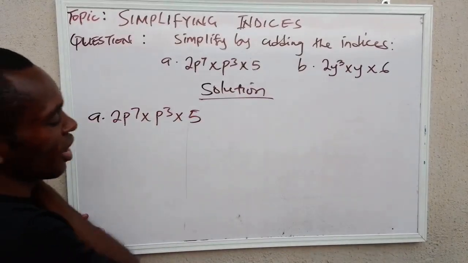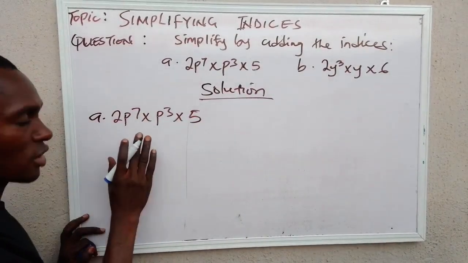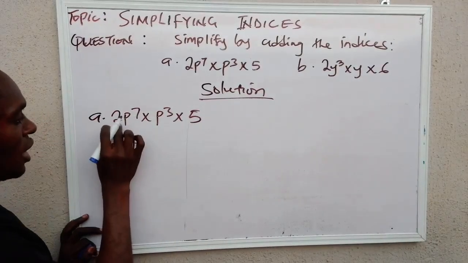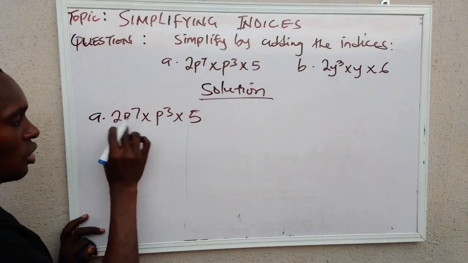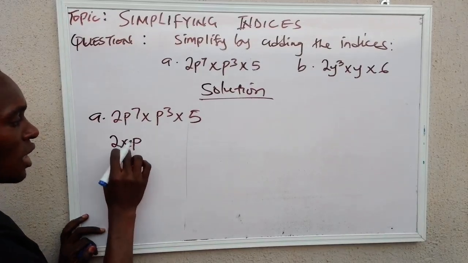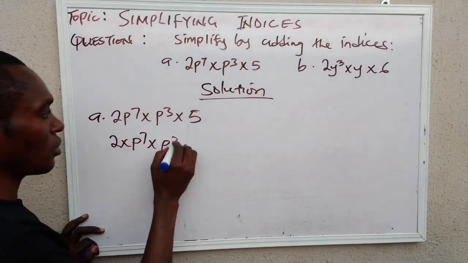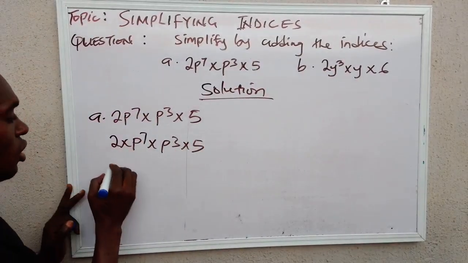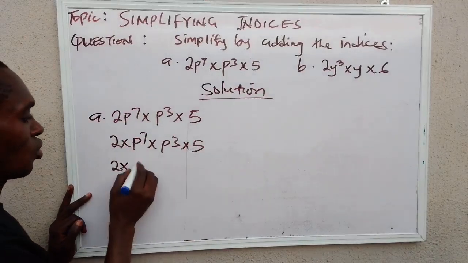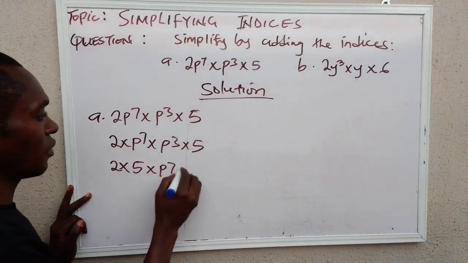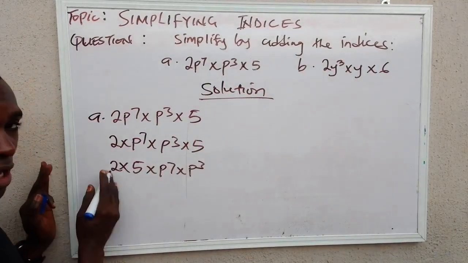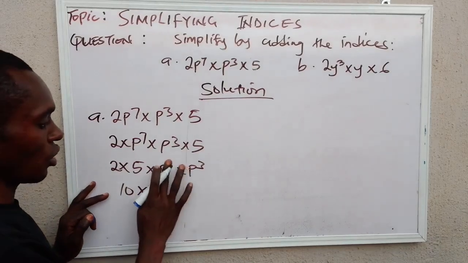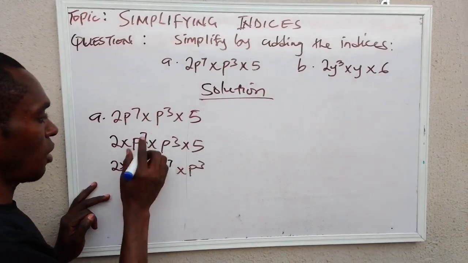Now if you have a question like this, the first thing to do is to separate the terms. So we have 2 times p^7 times p^3 times 5. I always say there's a multiplication here, so the separation between 2 and p is a multiplication sign you introduce. Now what you do is you take the numbers to one side, so we have 2 and 5, 2 times 5 times p^7 times p^3. So the numbers one side. 2 times 5 is 10 times, now this is a power, please, this is a power.